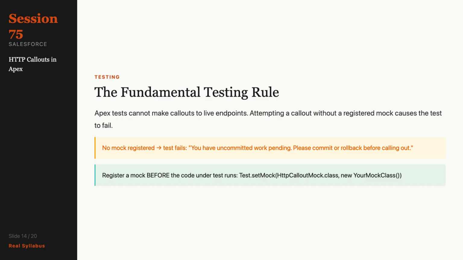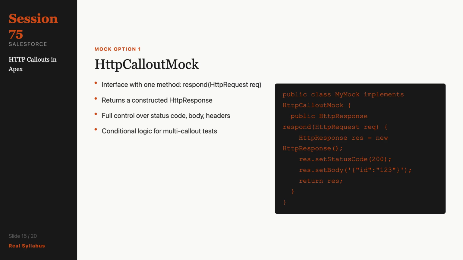HttpCalloutMock, the interface for callout mocking. Implement one method, respond(HttpRequest req), which returns a constructed HttpResponse. Inside respond, set the status code and body on the response object and return it. The test callout receives this response instead of making a network call. One mock class per expected response type, or conditional logic inside a single mock for multi-callout tests.